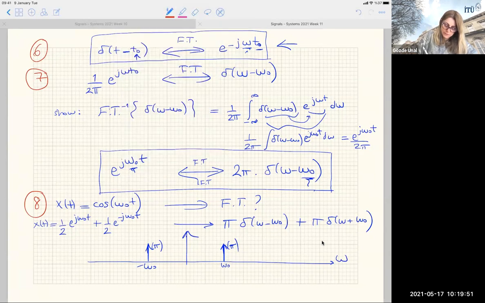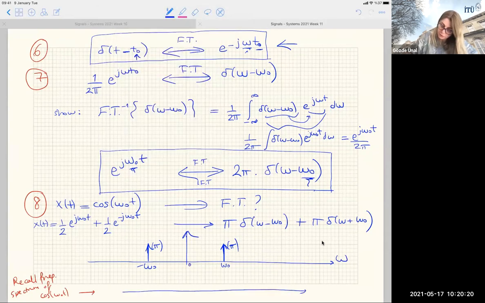Note or recall, I should say recall here, again from the first few weeks of this course. Frequency spectrum of the cosine. We've calculated this, right? The good old frequency spectrum of the cosine omega 0 t. It was actually the same thing, but notation was different. Exactly as in here, we were saying, hey, I have at omega 0 and minus omega 0.